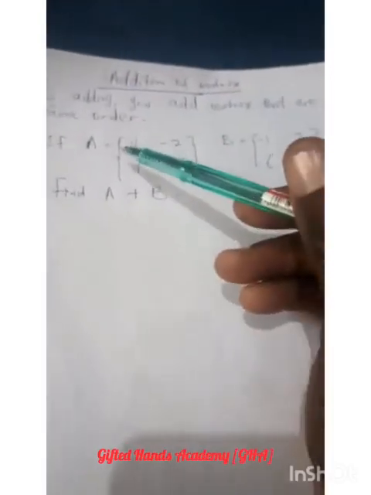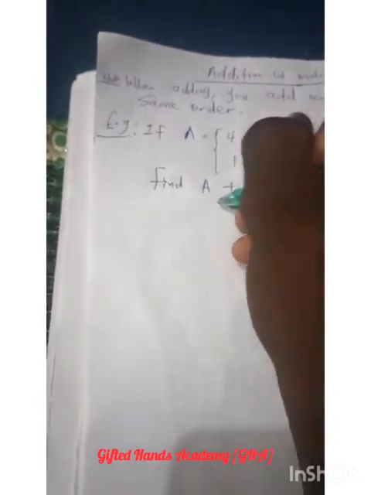So the question said, if matrix A is equal to 4, 1, minus 2, 7, and matrix B is minus 1, 6, 2, minus 5, find A plus B. So solution now.